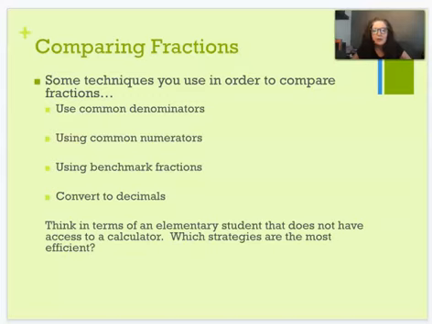How about comparing fractions? This just goes over what we were talking about before. You can use common denominators, common numerators, benchmark fractions. Converting to decimals is your last strategy, because if you think in terms of elementary students, they don't have access to a calculator. So that last strategy of convert to decimals is not going to be most effective for them because long division would be time consuming. So any of these three would be helpful.